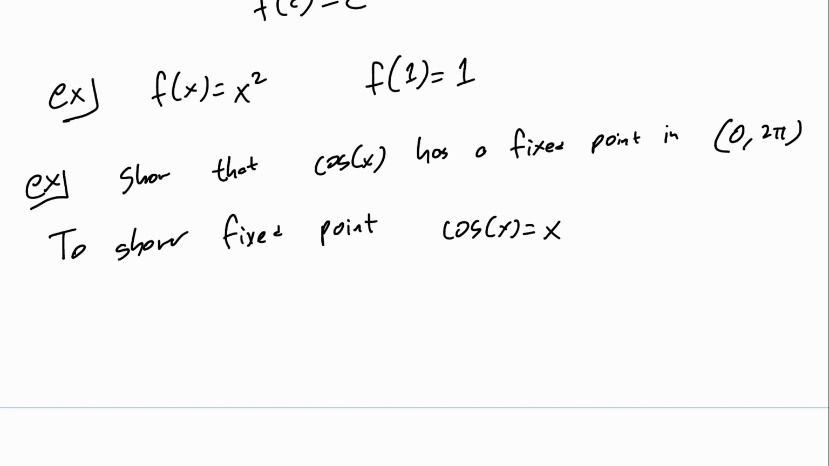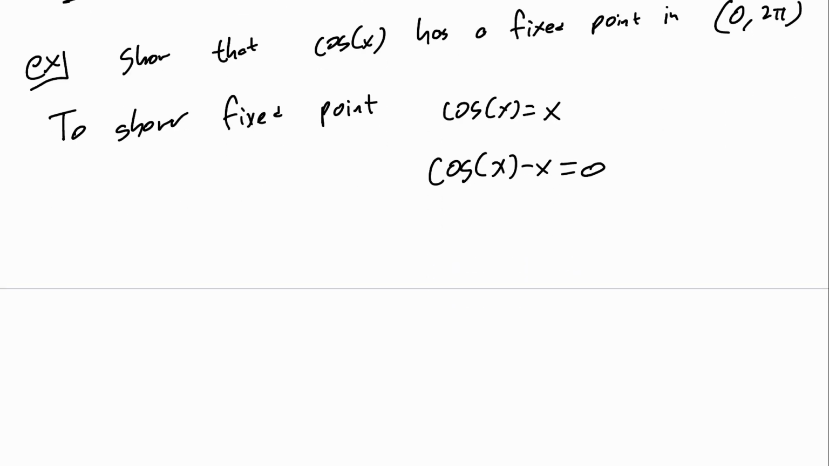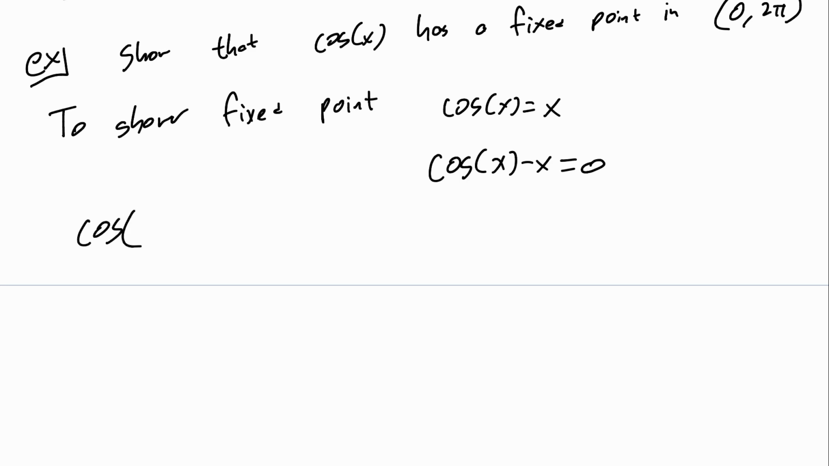But if we think cleverly, cosine of x equals x is the same as cosine of x minus x equals 0. We just subtract x from both sides. So if we're trying to show there's a fixed point, we can think about it as showing there's a place where cosine of x minus x equals 0. We're just showing the existence of a 0 for this function. Okay, and how do we do that? Well, we're looking in this interval from 0 to 2 pi.